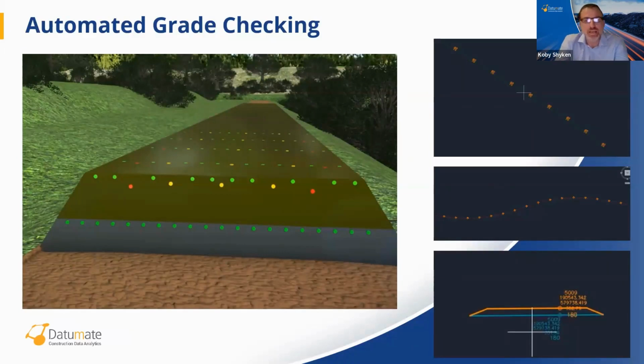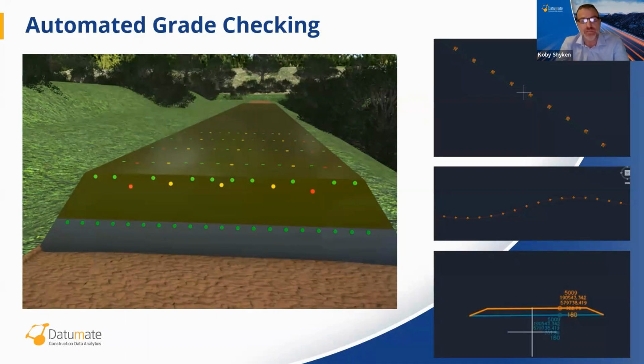So in addition to the engineering reports that Tom discussed, we also have an automated grade checking report that Datumate provides. And the grade checking is an important task for road construction. Since the road is built from layer over layer, the construction team must verify that it's built according to the design before progressing to the next one.